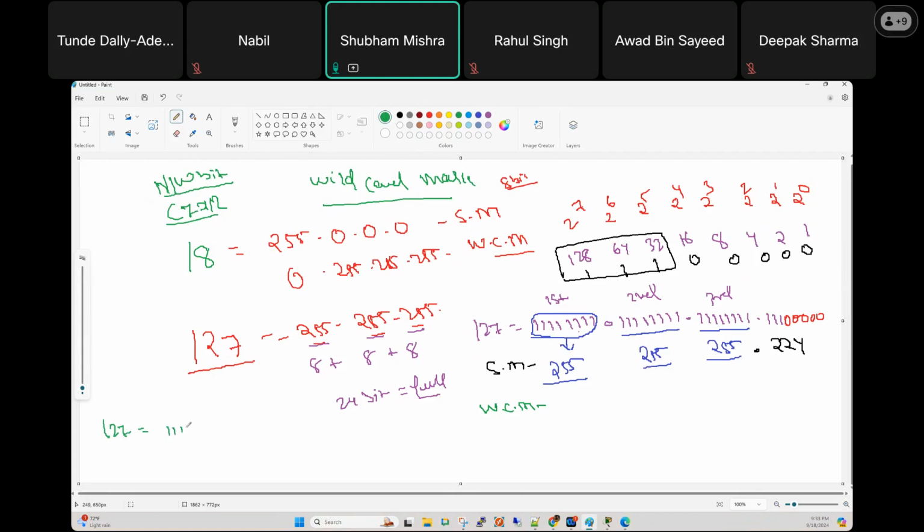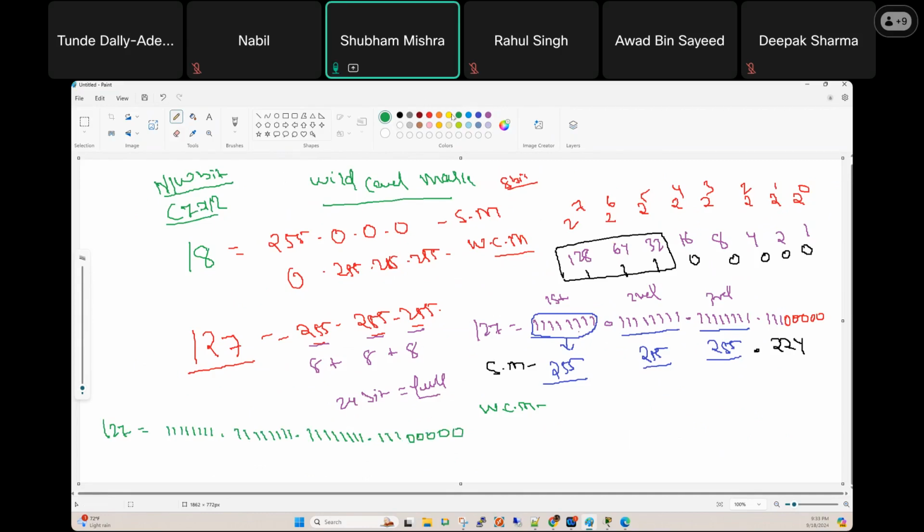1, 2, 3, 4, 5, 6, 7, 8. This octet is full. 1, 2, 3, 4, 5, 6, 7, 8, full. 1, 2, 3, 4, 5, 6, 7, 8, full. Now 24 is full. Now how much is left? 3 left. 1, 2, 3. And the rest are 0: 3, 4, 5, 6, 7, 8.